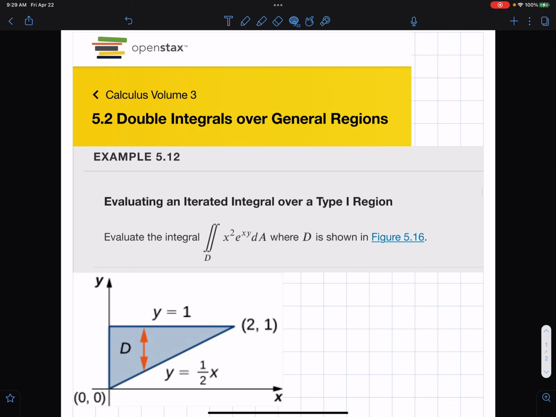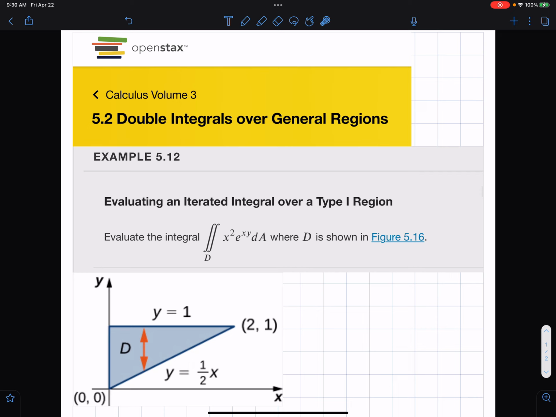Hello everyone. I am going to go over an example from OpenStax Calculus Volume 1, Section 5.2, Double Integrals over General Regions. OpenStax is an open source book. It's free for us to use because a foundation generously funded it, and I'm going to do a problem here. I don't make any money off the video, so it's in the spirit of open source.